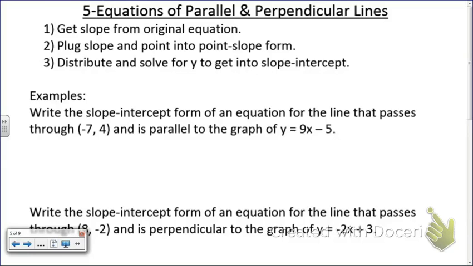The first thing that we're going to have to do on each one of these problems is get our slope from the original equation. We must keep in mind that if my lines are parallel, then their slopes are going to be exactly the same. If my lines are perpendicular, then I'm going to have to take my original slope, flip it, and change its sign.